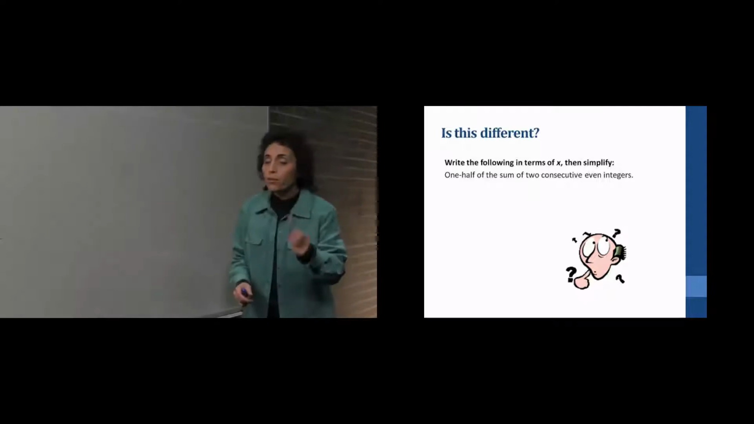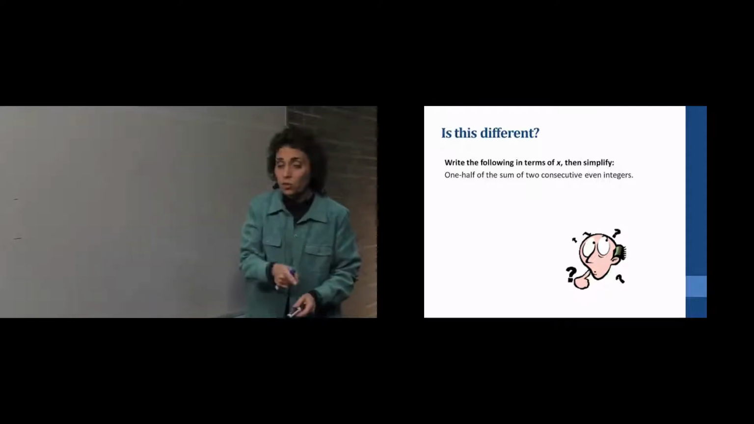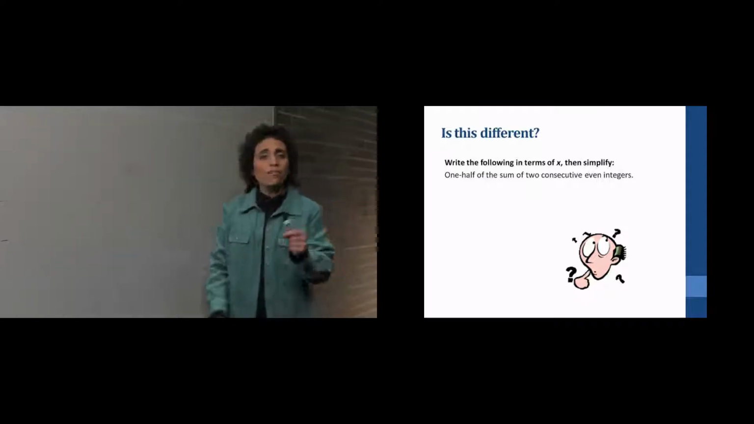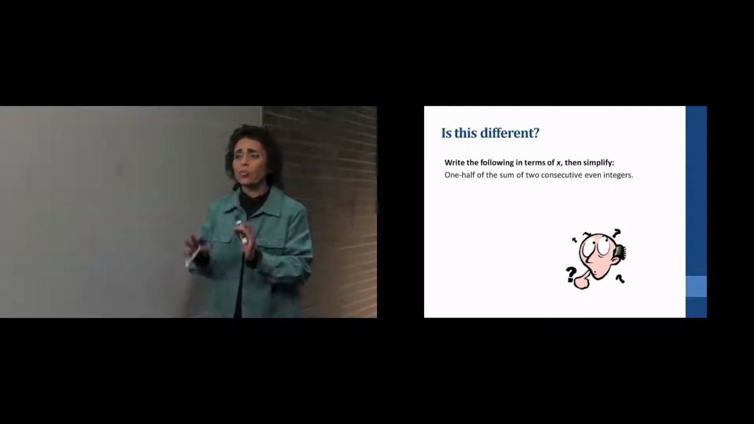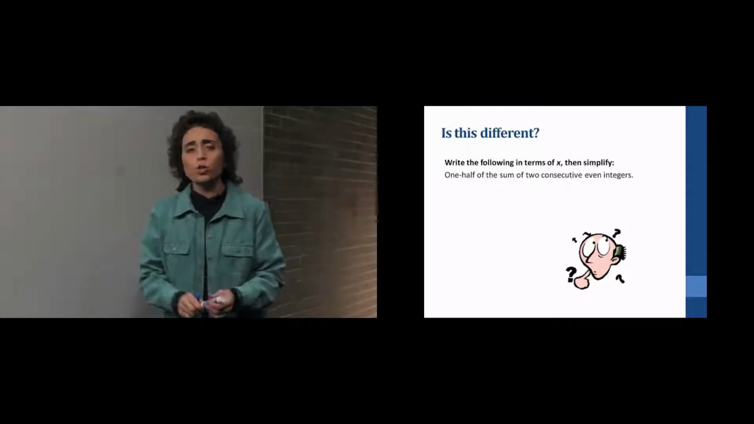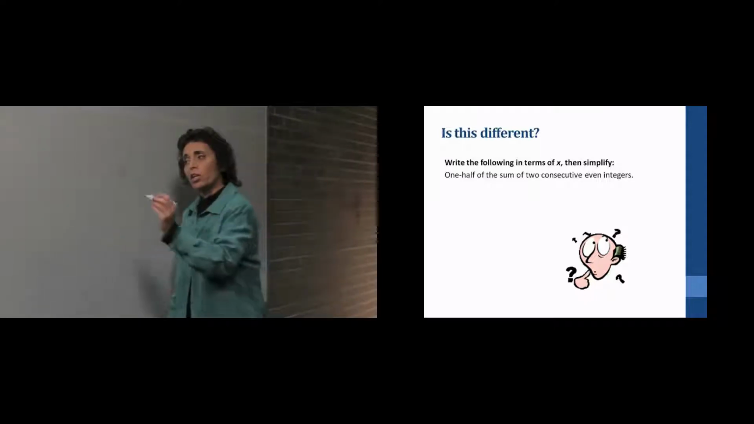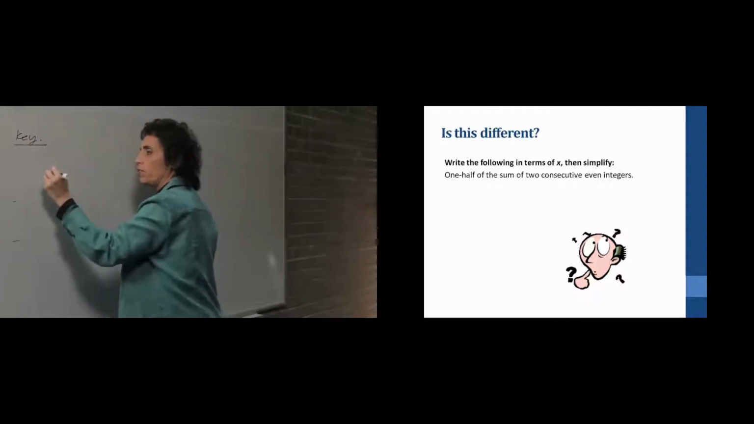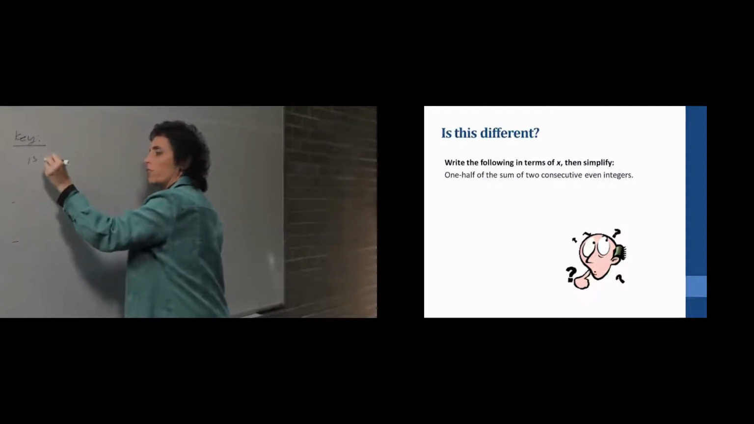Okay, well, if you recall, all the other ones that we've done so far said solve algebraically. We're not solving this. It says write the following in terms of x. All we're doing here is making an expression. So let's see if we can do that. It says 1/2 of the sum of 2 consecutive even integers. So I am still going to give myself some kind of key because I want to talk about the 2 consecutive even. Okay, first even.